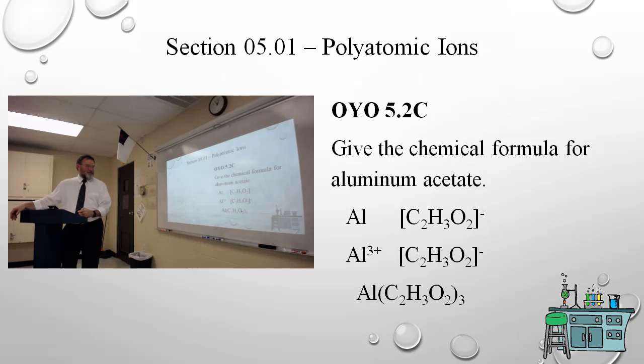So, it takes 3 of the acetate polyatomic ions to equal the opposite charge of 1 aluminum ion. That's why we write it in this manner. Okay? And the 1 positive 3 balances out the 3 negative 1s.